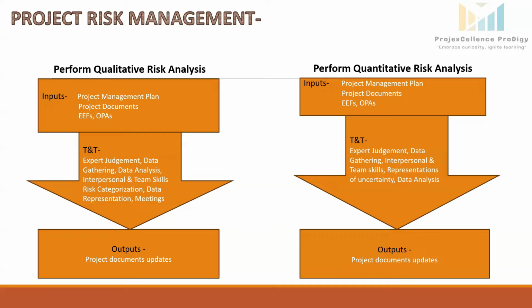Next process is perform quantitative risk analysis. In this process, we use numbers to assess how all identified risks and uncertainties may impact the project's overall goals, like cost, schedule, and performance. This is an optional process and it is not required for every project, but where it is used, it is performed throughout the project. Inputs here are the project management plan.